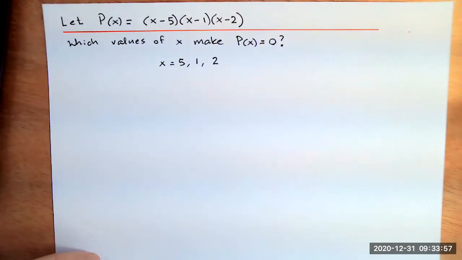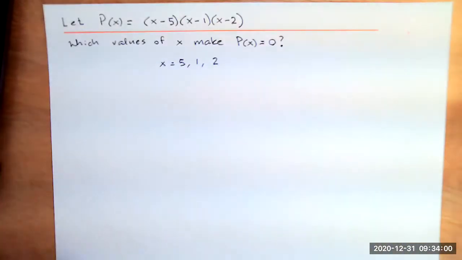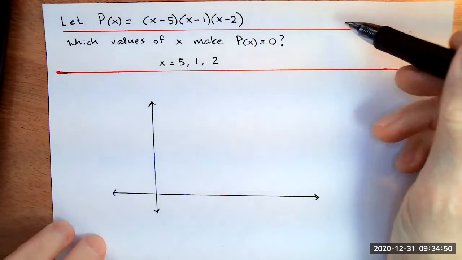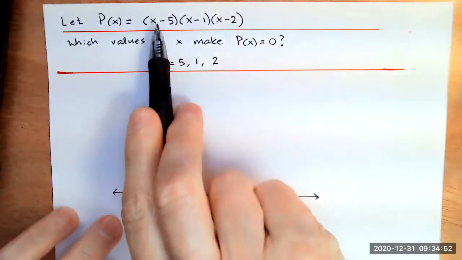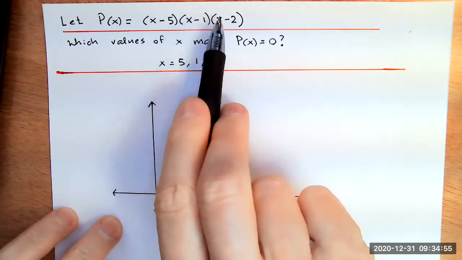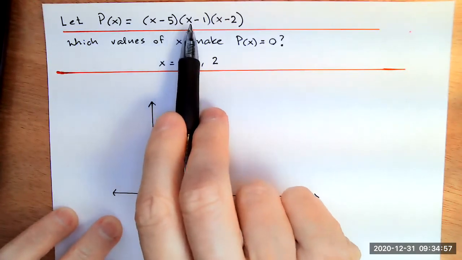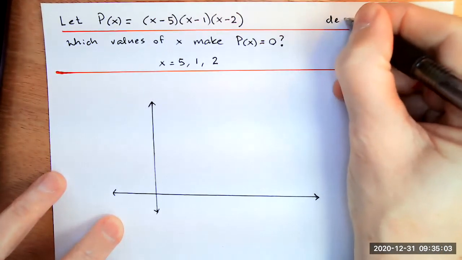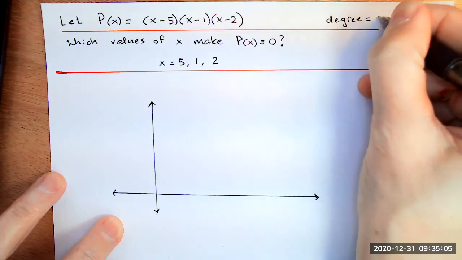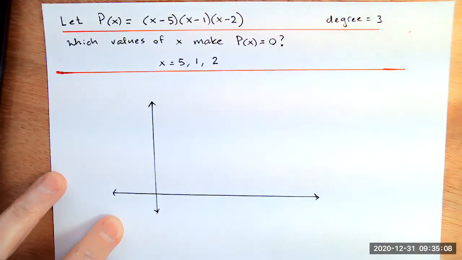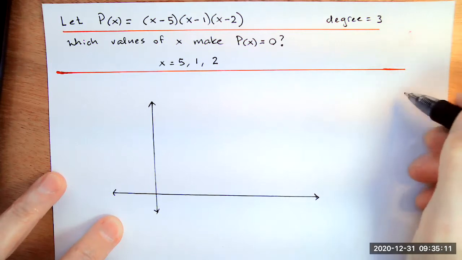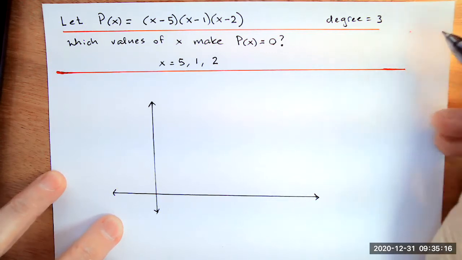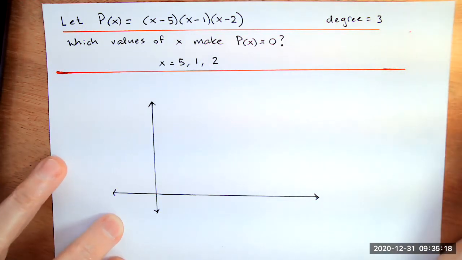So let's just go ahead and draw the graph of this polynomial. And before we forget, what would be the degree of this polynomial? Well, if you would multiply it all out, the highest degree would be x cubed. So this is a degree 3 polynomial. So would the ends go in the same direction or in opposite directions? If you said opposite direction, you would be correct.